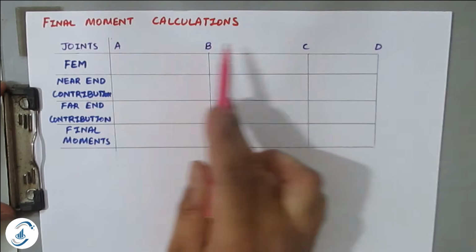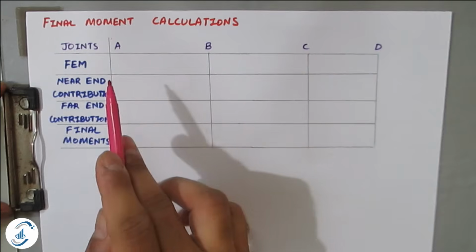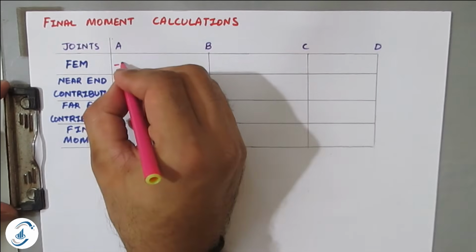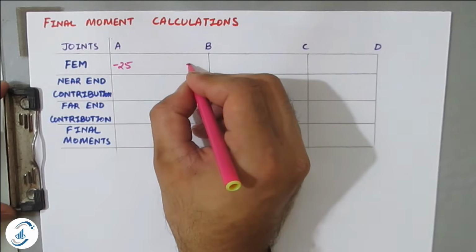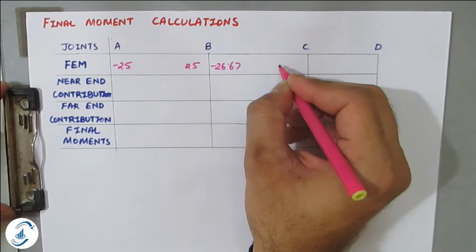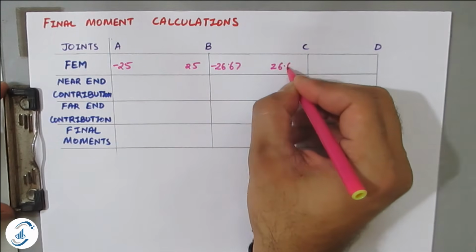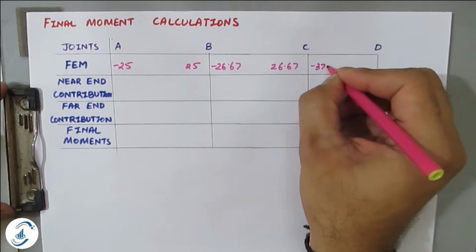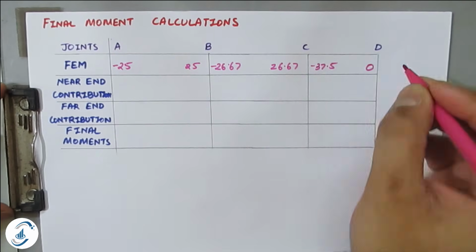First you have to write down the joints, that is A, B, C, D. Next you have to write down fixed end moments. So AB was minus 25, BA was positive 25, BC minus 26.67, CB 26.67, CD the modified value, that is minus 37.5, and DC was 0.